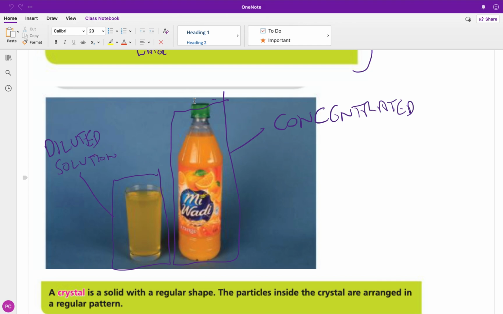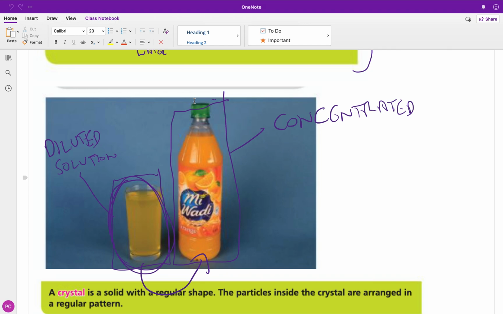And what you were doing with the copper sulfate experiment is you were going from a diluted solution and making a more concentrated solution. So usually with my waddy, we're going from the concentrated to the dilute. But when you were doing the copper sulfate experiment, you were going from the diluted to the concentrated by adding more copper sulfate and taking out the water by evaporation or by boiling.